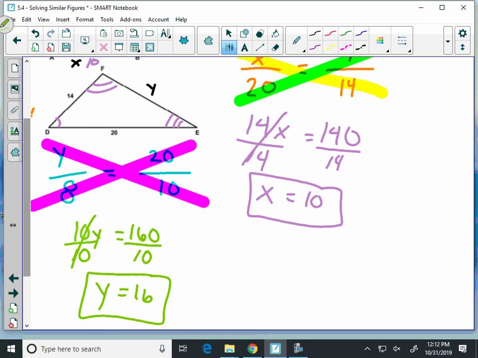Questions over that? The big thing is you have to stay consistent. However you set up the first triangle, we did the first fraction, was small over big, so the second one has to be small over big. This one we did big over small, so your second fraction has to be big over small. You have to stay consistent. If you don't stay consistent, then you're getting the wrong answer. Questions over that?